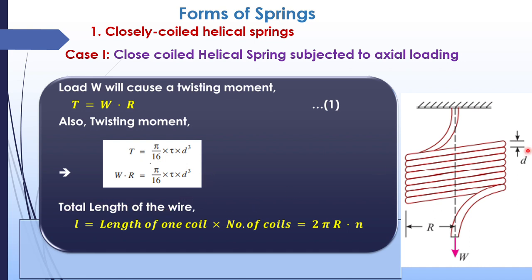Now the total length of the wire is nothing but the perimeter of each circle multiplied by the number of circles forming. The perimeter of one circle is 2 pi R. How many circles are forming? n number. So 2 pi R into n is the total length of the coil: length of one coil into number of coils.